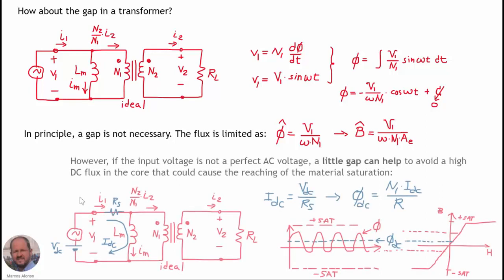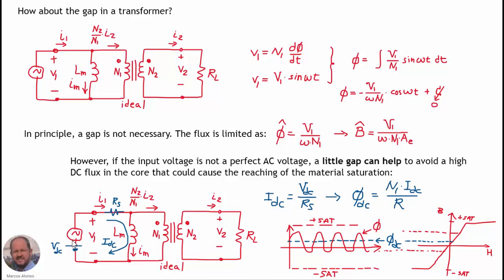However, sometimes it can happen that we don't have a perfect sinusoidal waveform applied to the primary, and we have a small DC voltage superposed to this AC voltage, like VDC here. So in this case, we are going to have a DC current circulating through the primary, which is limited by the series resistance of the winding Rs. So we have this value of the current, and therefore we can have a DC component of the flux, which is given by this expression here.